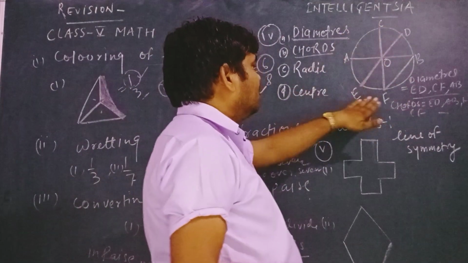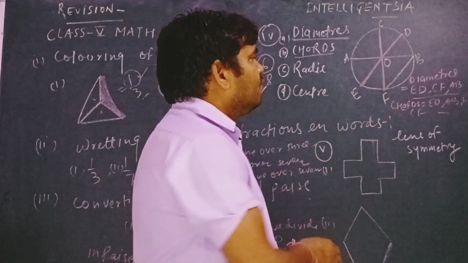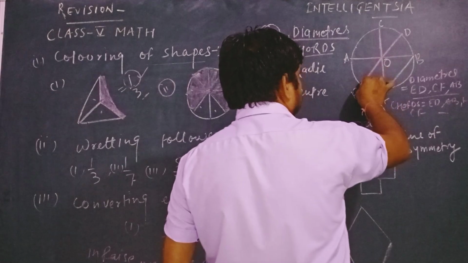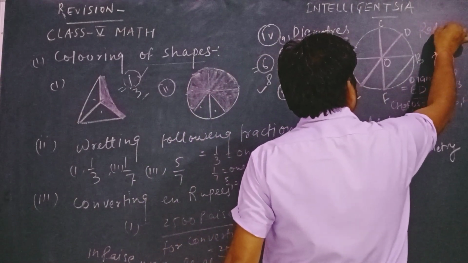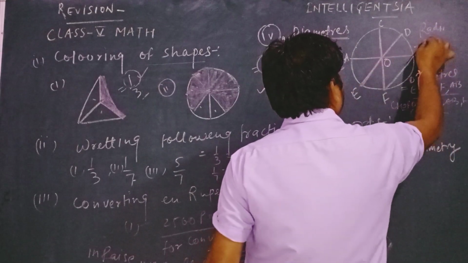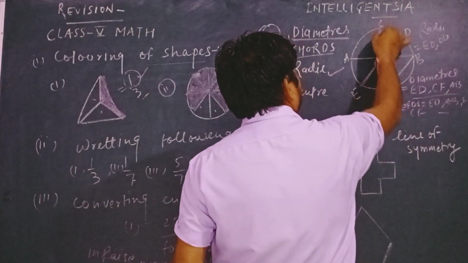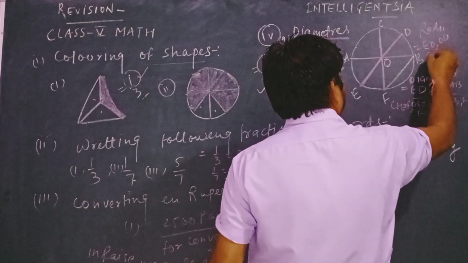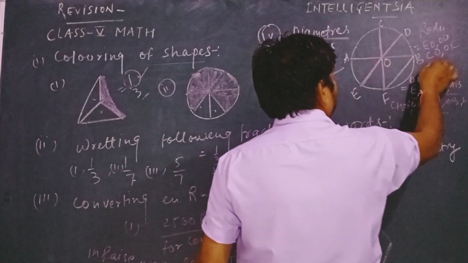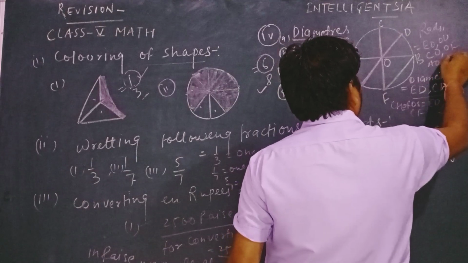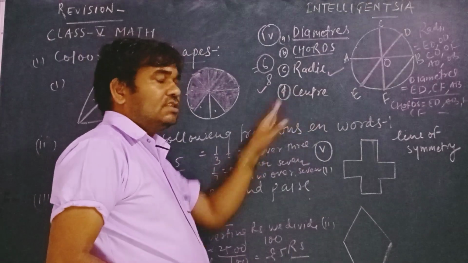You already know the half part of a diameter in a circle. In the circle you see diameters AD, CF, AB. The half parts are called radii: EO, OD, CO, OF, AO and OB. So these are the radii.